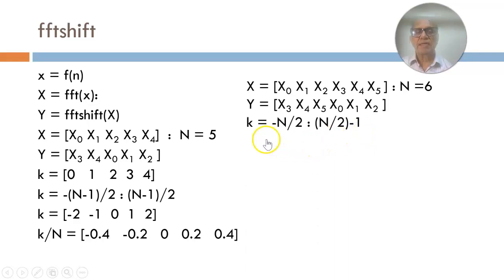And in this particular case, the array k is obtained by this particular equation, minus n by 2 with a default increment of 1 up to n by 2 minus 1.